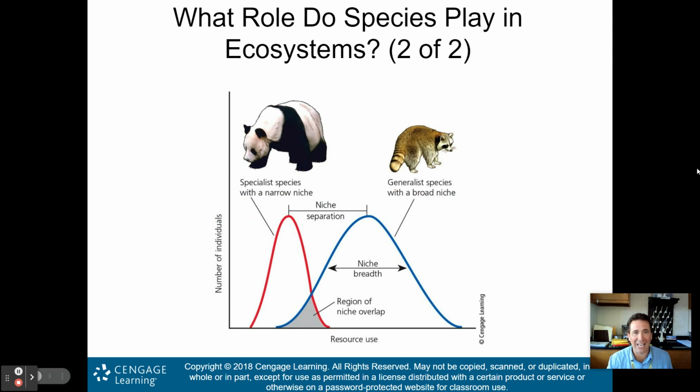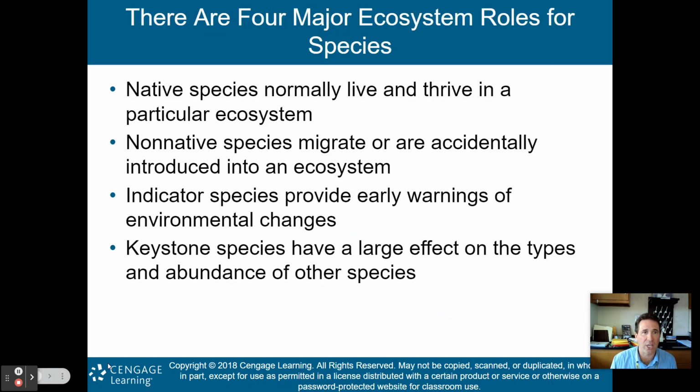And this is kind of what we're looking at here. Here's your panda with a narrow niche. Here's a raccoon, which is a generalist species. It has a much wider niche, which means it can live in more places, and it can withstand extinction a lot better compared to specialist species. Because with a specialist species, if you lose that ecosystem, that species becomes extinct. A generalist species could potentially live in different types of ecosystems, and so they have a better chance of surviving and reproducing. So those are things to think about as we go through the course.